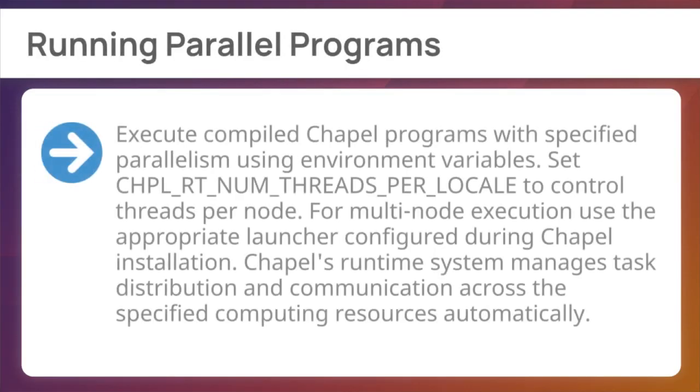Finally, running parallel programs. Execute compiled Chapel programs with specified parallelism using environment variables. Set CHPL_RT_NUM_THREADS_PER_LOCALE to control threads per node. For multi-node execution, use the appropriate launcher configured during Chapel installation. Chapel's runtime system manages task distribution and communication across the specified computing resources automatically.